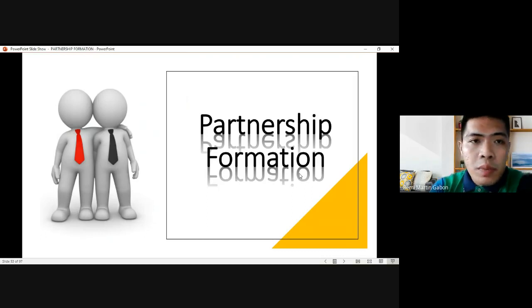So let's proceed now with the very core of our discussion, which is the partnership formation. All the partners' ledger accounts will later be used or discussed more when we engage in partnership operations. However, the partner's capital account will be used here in our discussion of partnership formation. So what is partnership formation? Partnership formation is actually the first step or the first stage in the accounting for partnership.